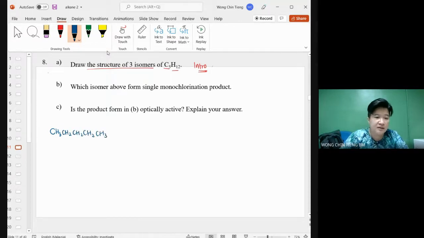Betul? So the second one, I make it shorter, basically. I make it become a 2-methyl butane. Check your hydrogen, check your carbon. Okay. And the last one, I think I will be making it into this. All right.